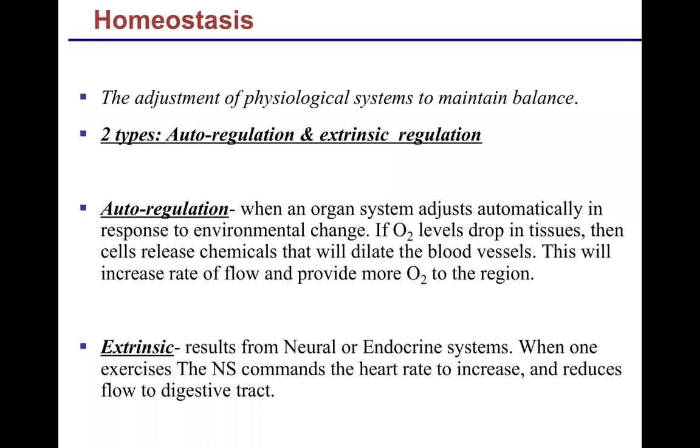Maintaining homeostasis is absolutely vital to the organism's survival. We need to maintain homeostasis in order to be able to survive. Failure to do so can lead to illnesses and even death. Okay, there are two types of regulation that take place. One is known as autoregulation, when an organ-based system adjusts automatically to the changing environment.